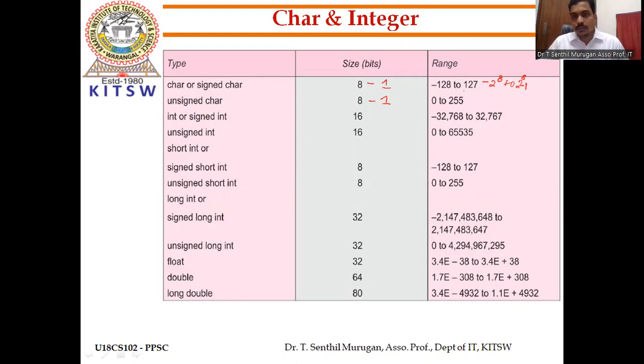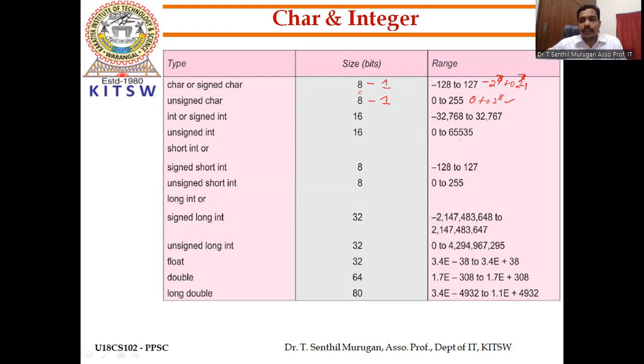So normally 2 power 8 means 8 bits are there. Here both are unsigned, so both the values will be there. So 0 to 2 power 8. Okay, so that is the value here. 2 power 7 to 2 power 7 minus 1, here 0 to 2 power 8, only positive numbers.